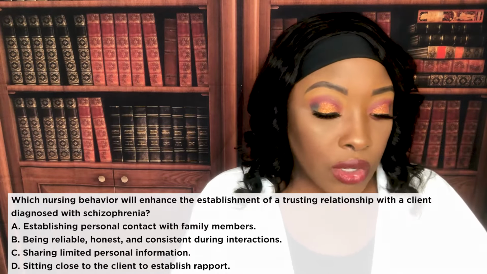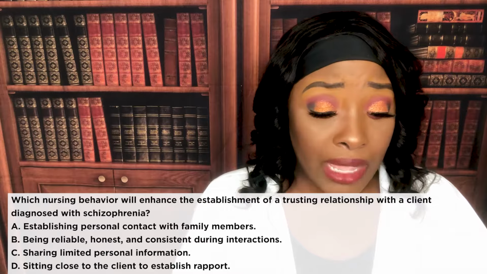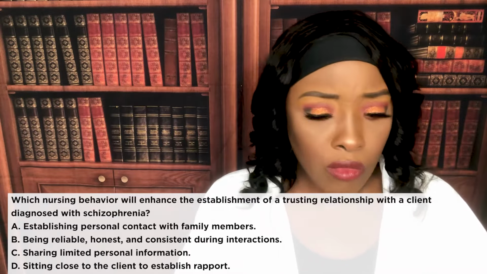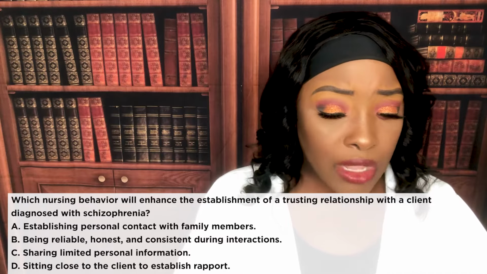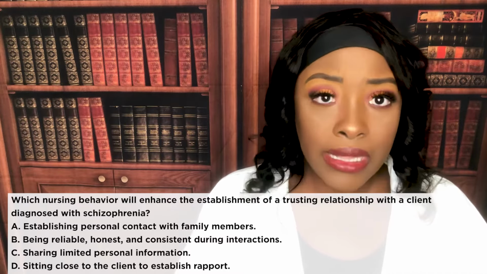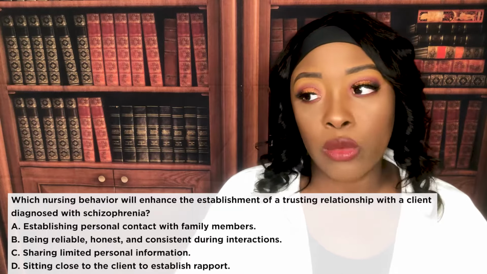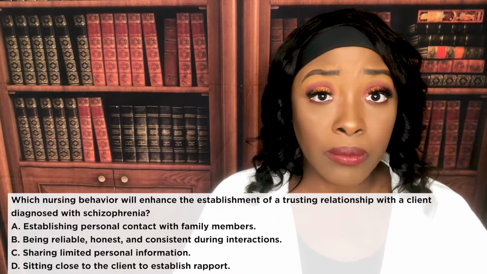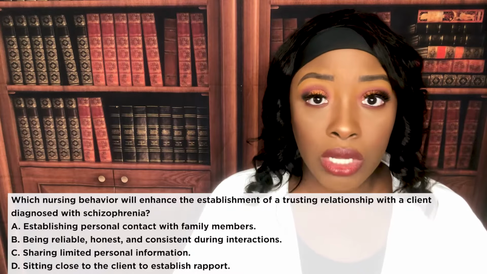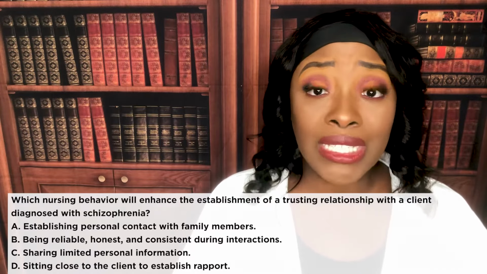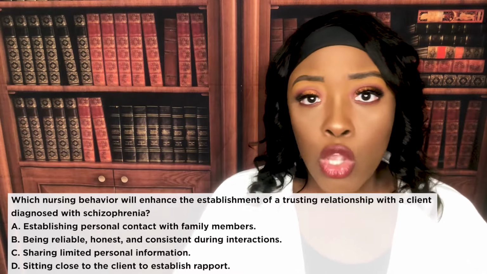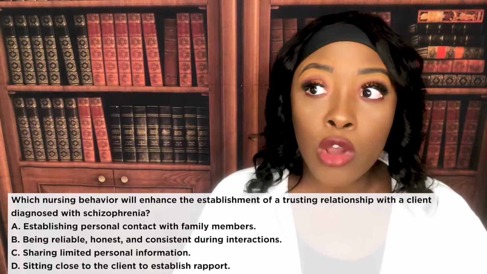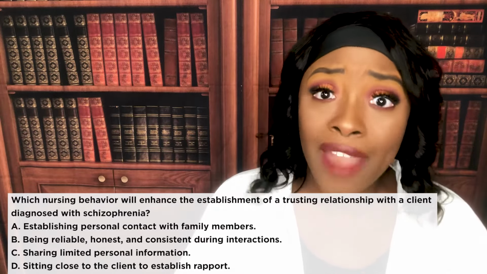All right, guys, so the correct answer is B, being reliable, honest, and consistent during interactions. Remember, go back to the question, and in the question they tell you that the patient has schizophrenia. And something we know about patients with schizophrenia, remember, they have hallucinations. They have delusions, okay? And oftentimes they tend to be what? Paranoid. So it's not easy for them to trust.